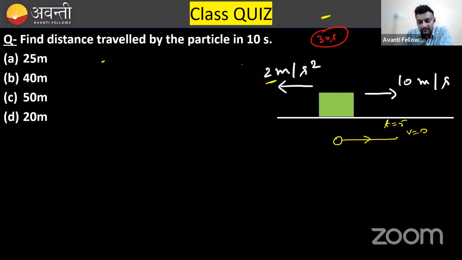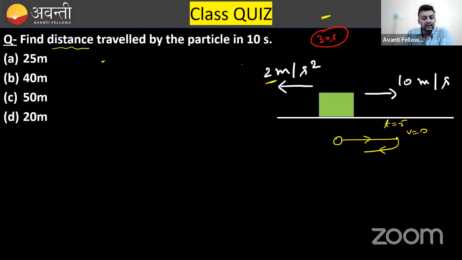Palti maarega, meaning it will return back. It will return back like this. So this is the actual process which is happening. Are you getting my point? And the question is asking again for the distance, not for the displacement. They are asking for the distance traveled.